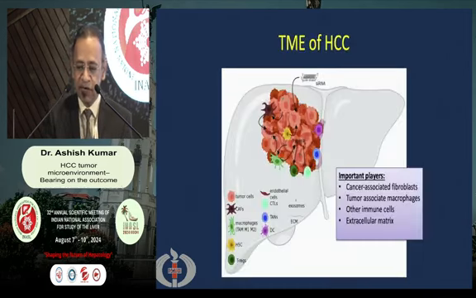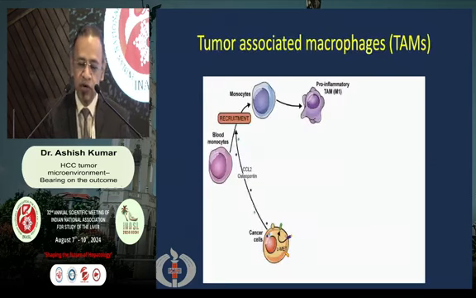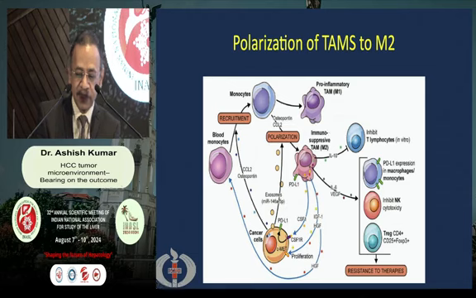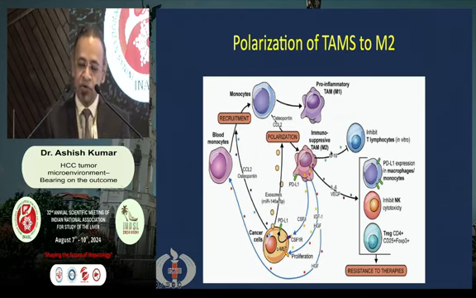Coming to the other one, it is called tumor associated macrophages. So what are tumor associated macrophages? These are blood derived monocytes which, once they reach the tumor, are recruited by the tumor. Most of them become pro-inflammatory and try to kill the tumor. But there are certain macrophages which actually do not kill and become immunosuppressive. So these are called M2 types of macrophages.